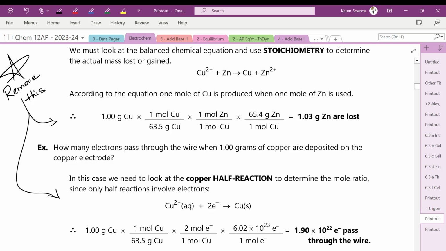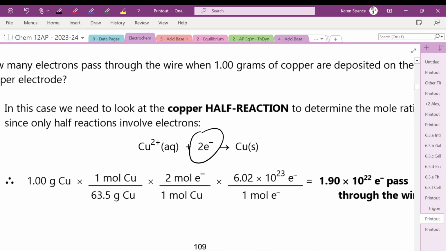Now, if you need to involve electrons, should you be looking at the whole reaction? Because for our next equation, we're going to be looking at electrons. No, if it talks about copper, you should be looking at the copper half reaction. If it asks about zinc, you should be looking at the zinc half reaction, because those are the ones that involve electrons. So do you see how you could start from grams of copper, convert it to moles of copper, and then we have 2 moles of electrons per 1 mole of copper. And then if you needed the number of electrons, we would be back to our friend 6.02 times 10 to the 23. Is that good? Yes.